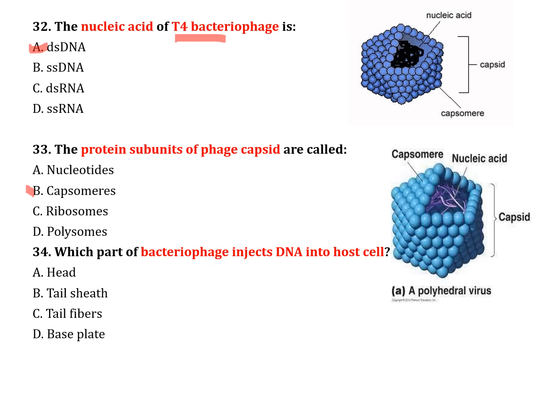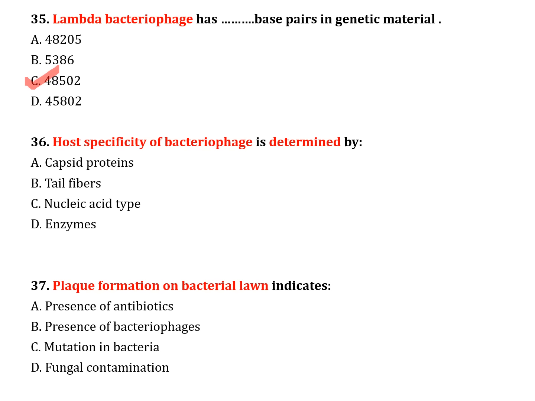The next question, number 36. Host specificity of bacteriophage is determined by option A, capsid protein, option B, tail fiber, option C, nucleic acid type, option D, enzymes. Correct answer is option B, tail fibers. The next question, number 37. Plaque formation on bacterial lawn indicates option A, presence of antibiotic, option B, presence of bacteriophages, option C, mutation in bacteria, option D, fungal contamination.